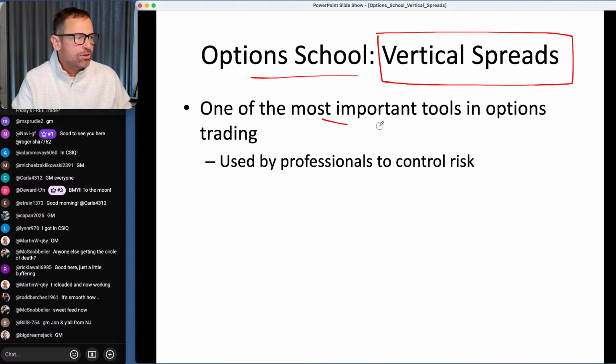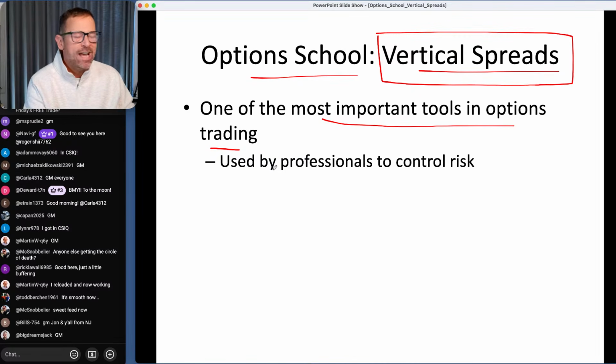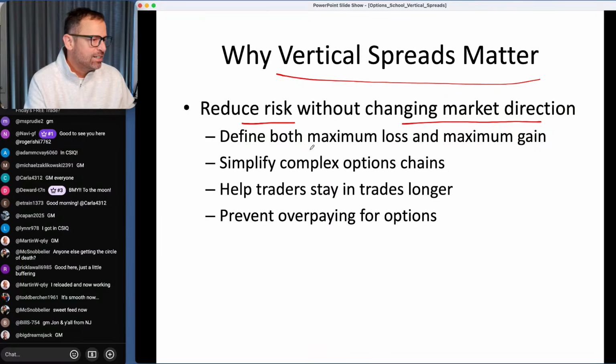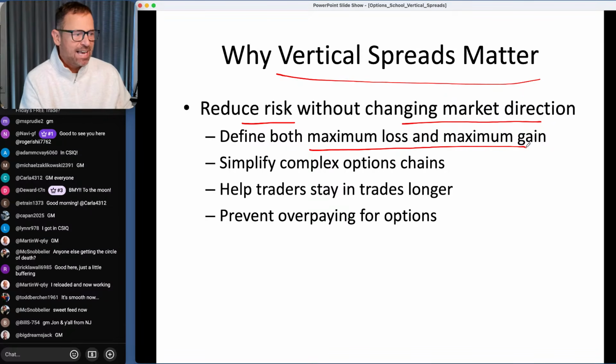One of the most important tools in option trading, guys, is called vertical spreads. Why do we use them? It's to control risk. It's to de-risk while still keeping yourself in position to make a whole bunch of money when you're right. Why do vertical spreads matter? They reduce your risk without changing the market direction. They give you a defined max loss and max gain. It simplifies, helps traders stay in trades longer, and it prevents you from overpaying for options.